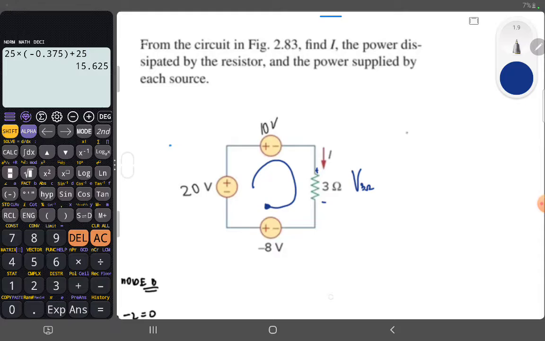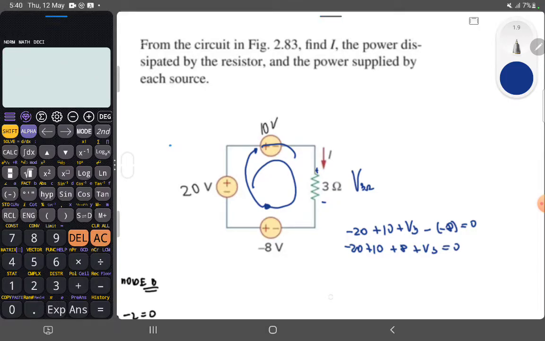Okay? So from here, I will have negative 20 plus 10 plus V3, less, pumasok sa negative 8 equals 0. So from here I will have negative 20 plus 10 plus 8 plus V3 equals 0. So from here, gawin natin negative 20 plus 10 plus 8. Okay, so we have negative 2 plus V3 equals 0. So therefore my V3 is equal to 2 volts.